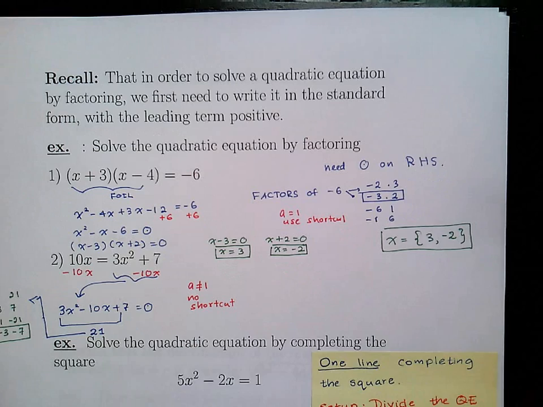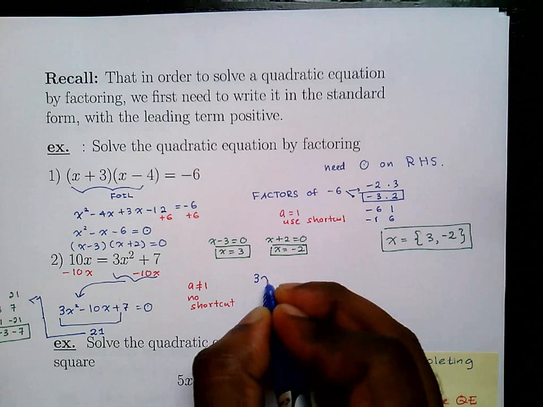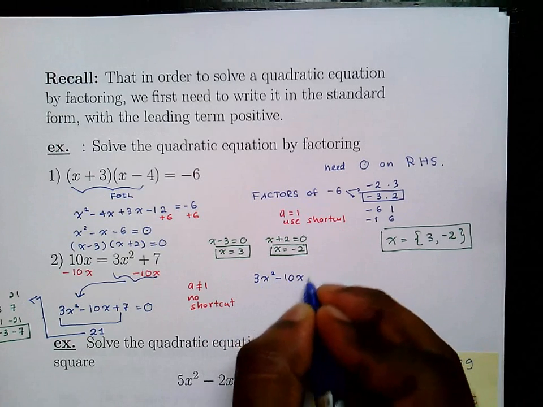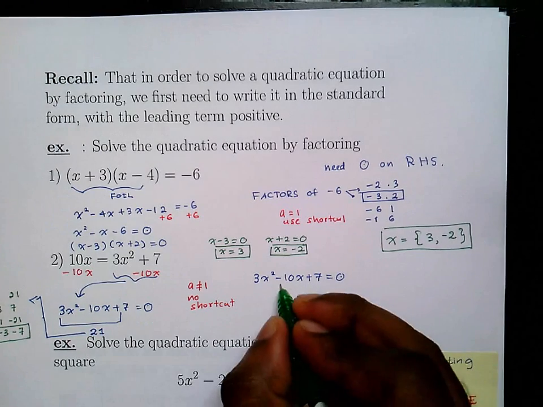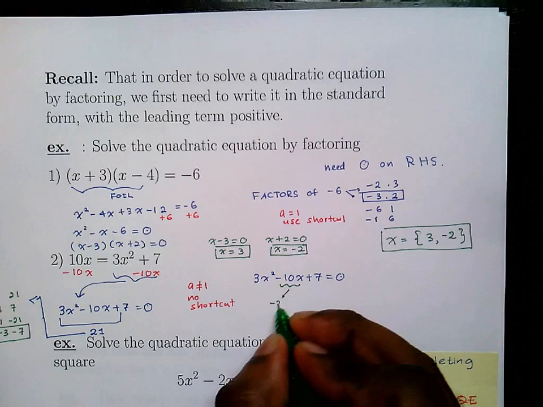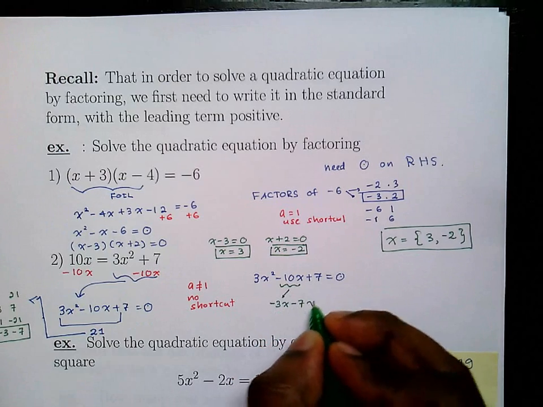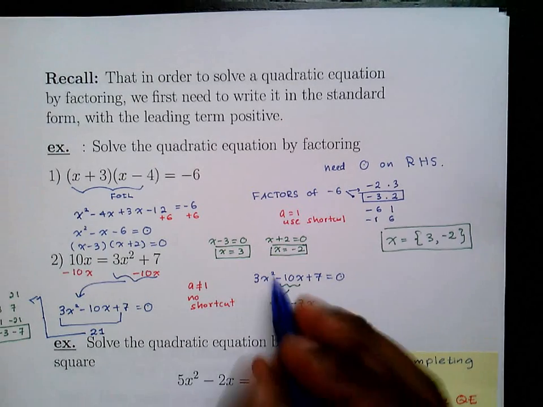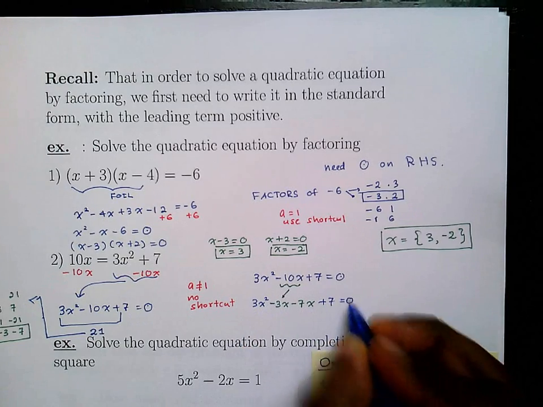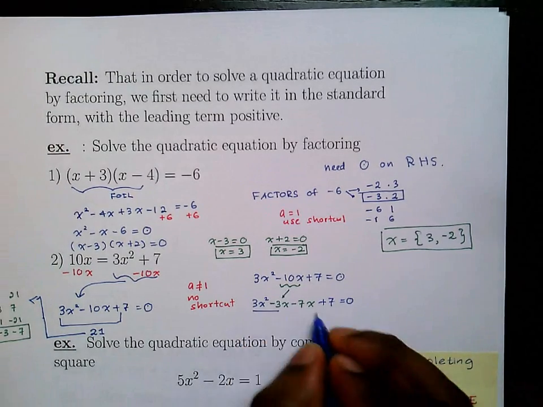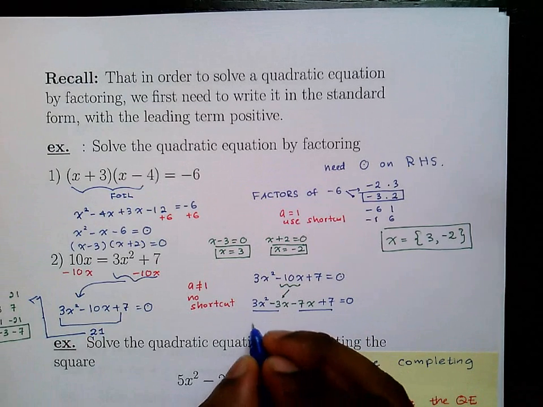So what you originally had is 3x squared minus 10x plus 7 equals 0. Now you would split 10x into negative 3x minus 7x, and then write down the other parts. Okay, so now you can see you can factor by grouping.